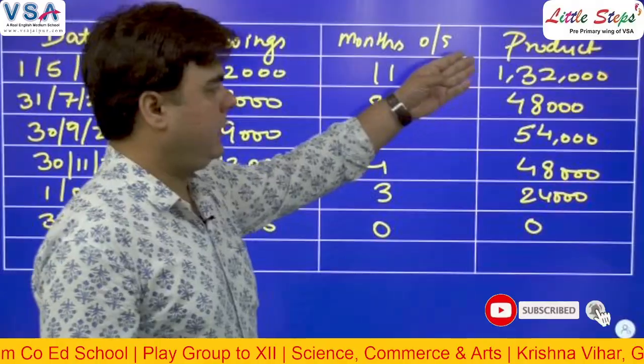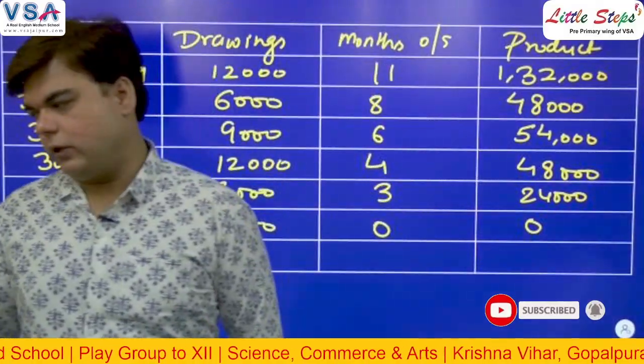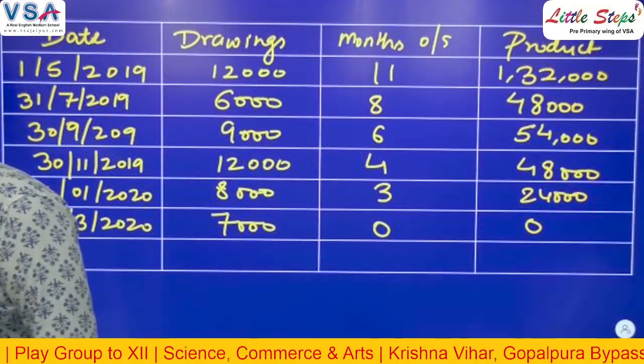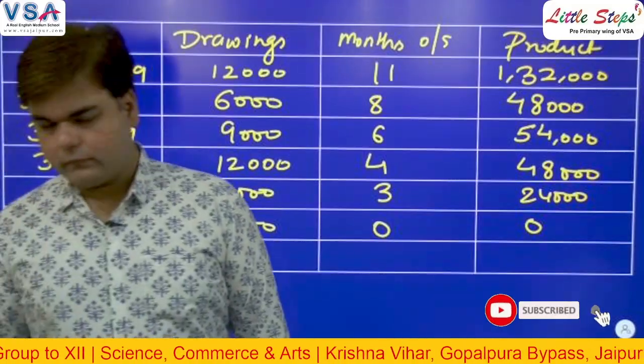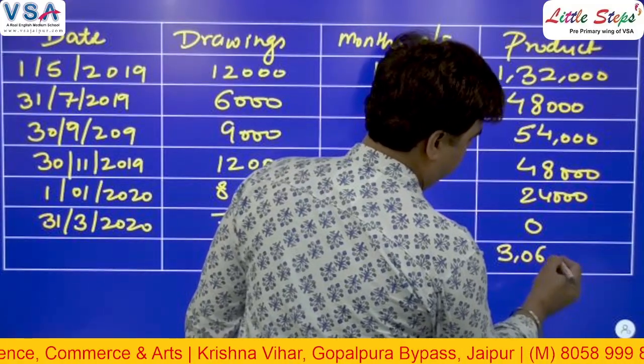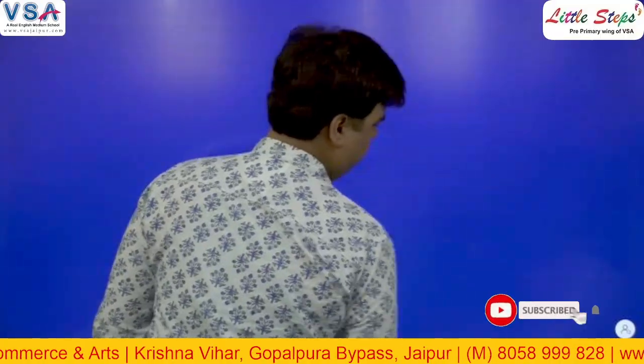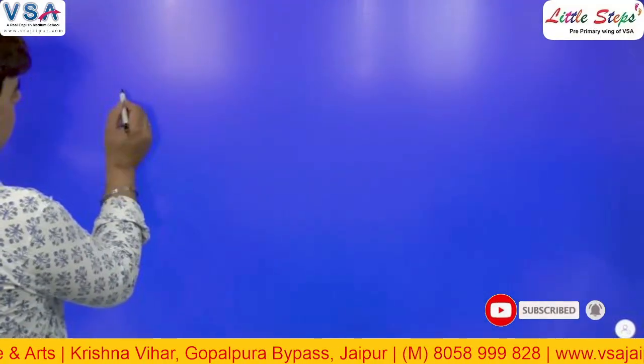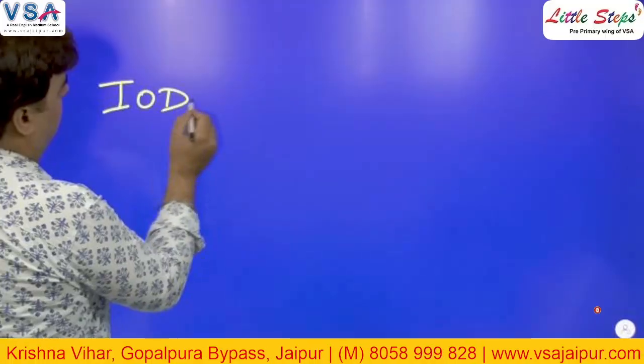Now we'll simply add all these items, all these products. So how much will be the sum? 3,06,000. Very good. Now simply we have to calculate the interest on drawing. How will it be calculated?